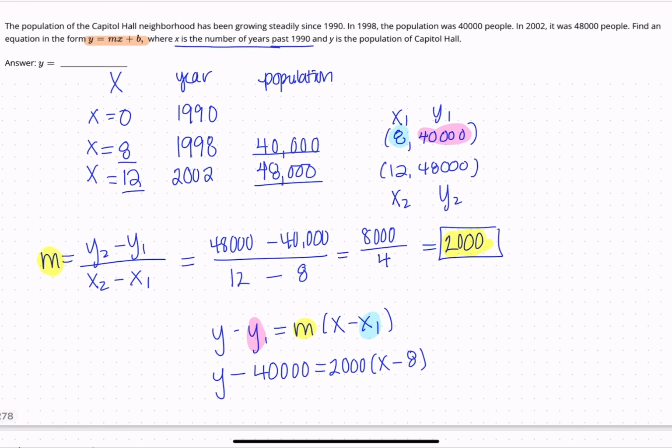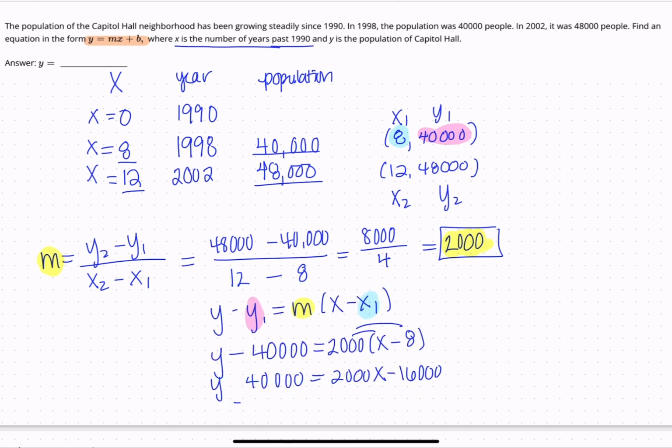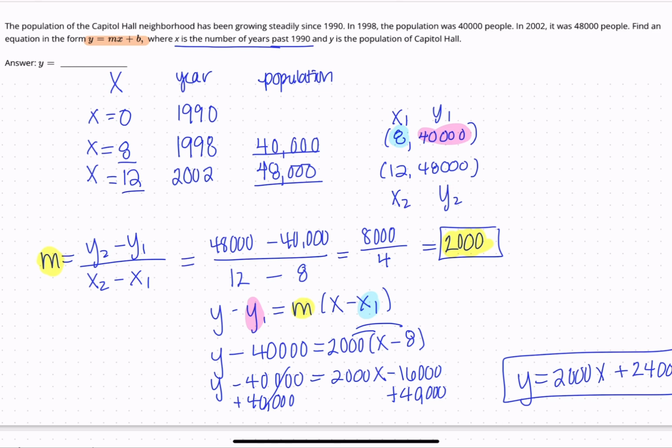We're almost done. Now we're going to distribute. So I get y minus 40,000 equal to 2,000x minus 16,000. I'll move it up here so I can finish this out. And then I'm going to add 40,000 over to get y by itself. So I get y equal to 2,000x plus 24,000. So this is the linear equation that represents the population since the year 1990.